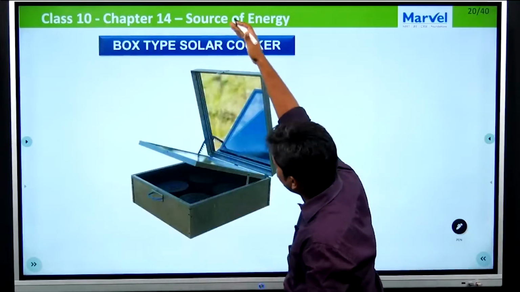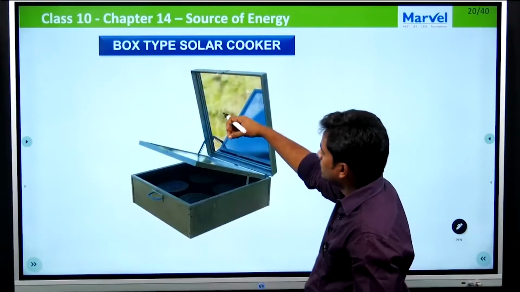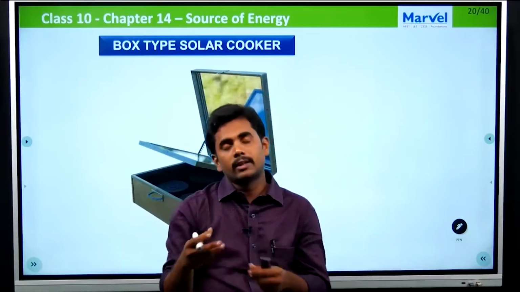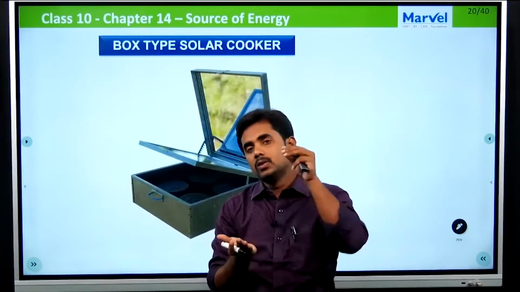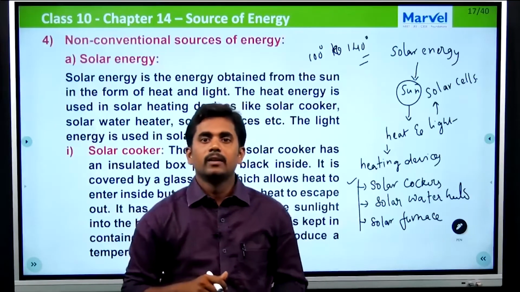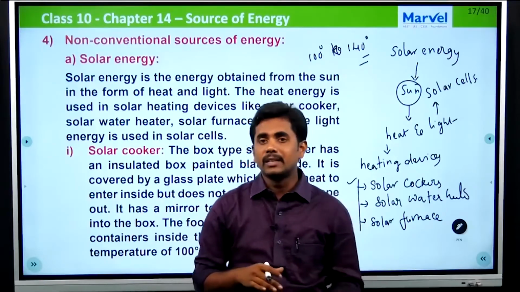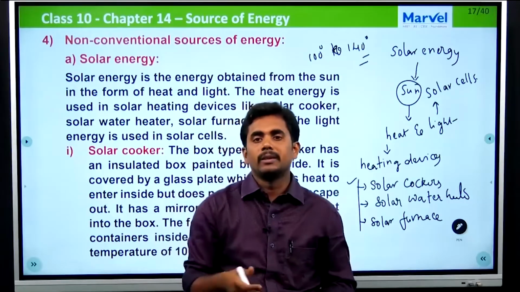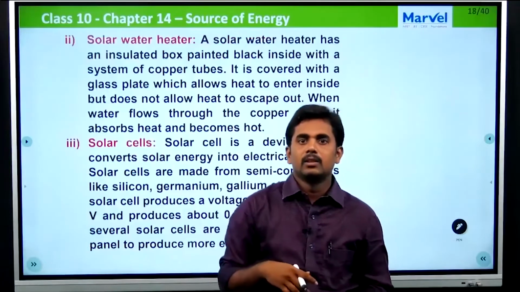When sunlight falls on this box type solar cooker, falling straight onto the black body, the heat will try to escape out. To prevent that, we keep one mirror, so it keeps allowing the heat energy inside the box, so that it can produce a temperature of approximately 100 to 140 degrees. If you keep food inside the box, it will start cooking. The food is cooked when you keep it in the container.